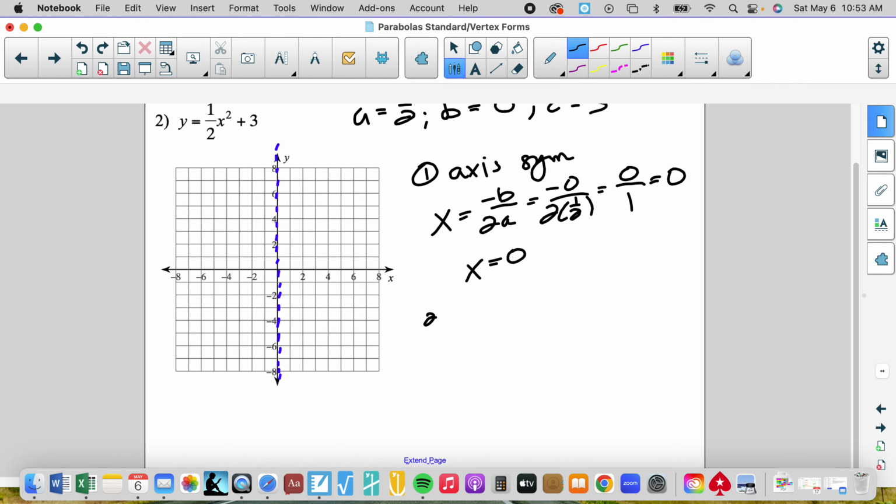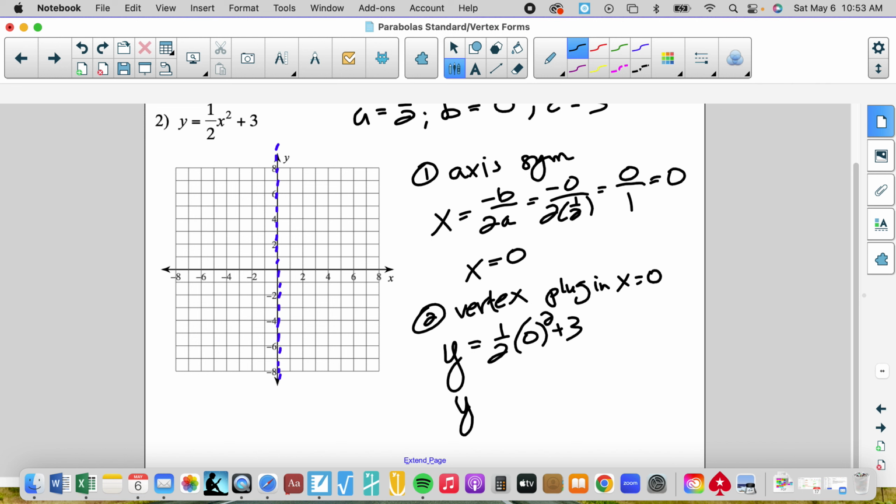Next thing we do is find that vertex. And we find the vertex by plugging in x equals 0 in the formula y equals 1/2 times 0 squared plus 3. Y equals 1/2 times 0 plus 3. Y equals 0 plus 3. Y equals 3. So my vertex is 0, 3. Let's write the coordinate 0, 3.